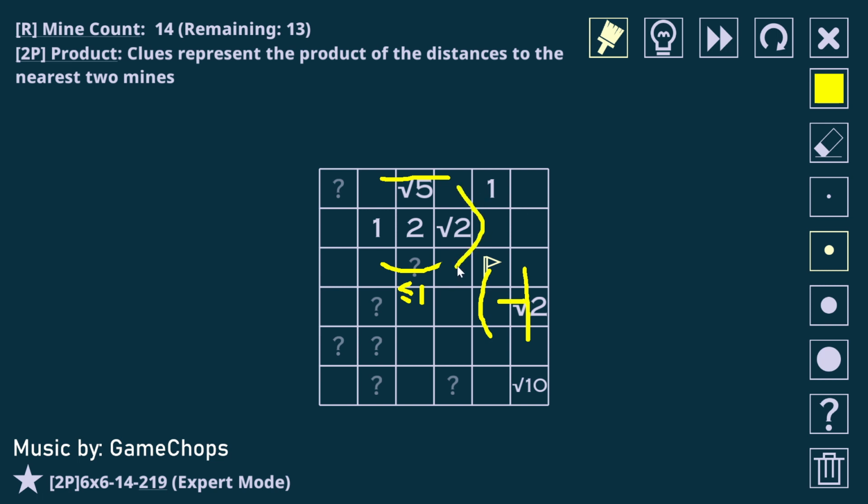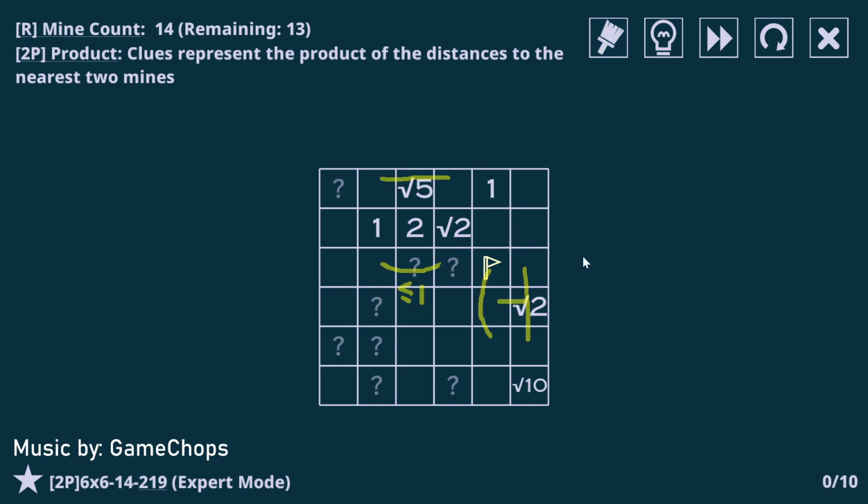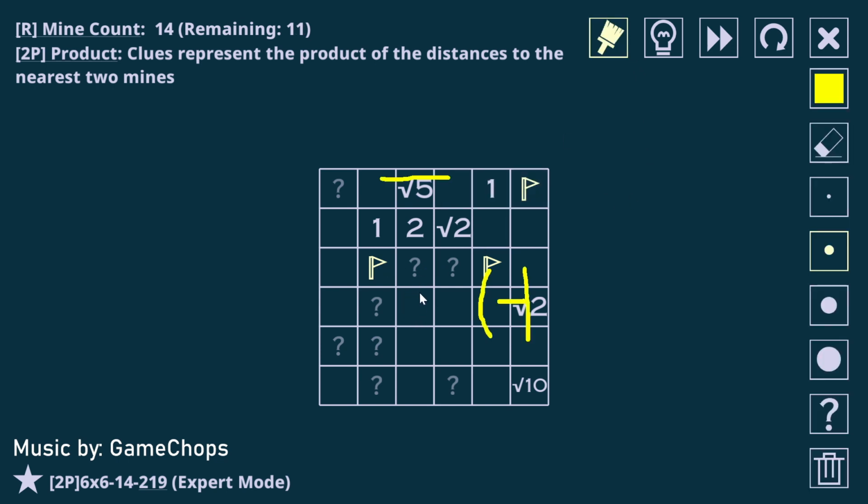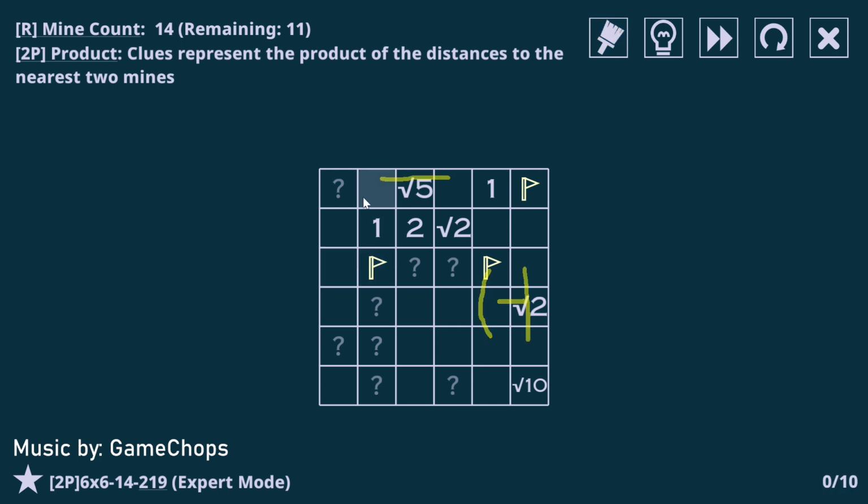Oh, yeah, I can only have one of those being mines, and because of this one, at least 2 of these are mines, so at least one of those are mines, which means this is never a mine. And now because there's at least one in one of those cells, this is always a mine? Sweet. And because there's only one mine here, this must be the other mine for the 1. Okay, we're getting somewhere. The 1 needs at least one more other mine in here.